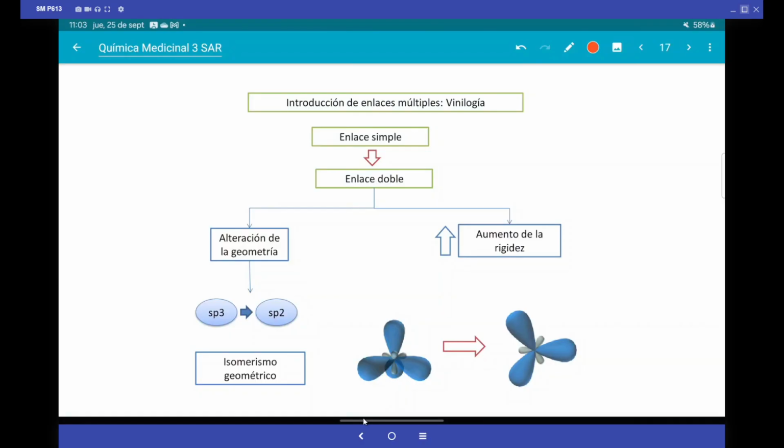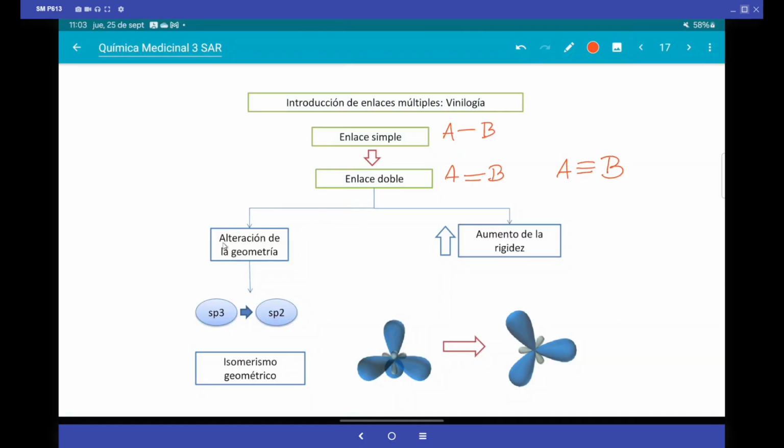The point of introduction of multiple bonds, or vinylogy, consists of transforming a single bond into a double bond or a triple bond. When one does that within a structure, the lipophilicity of the compound does not change drastically, because if the original number of atoms is the same, we are not altering the chemical composition drastically.